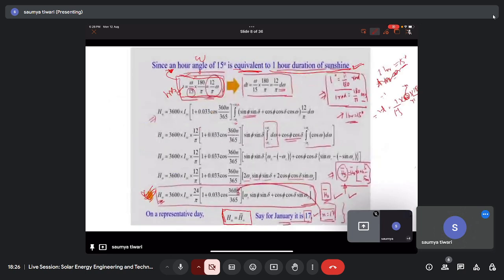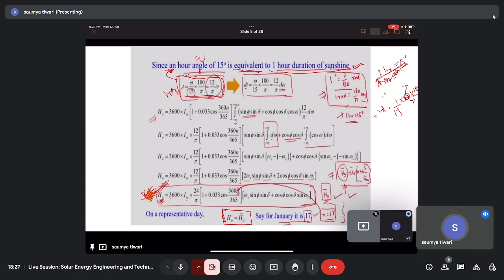Now, this dt, we know a relation: 1 hour is equivalent to 15 degrees of hour angle. From that, we get dt in terms of d omega. We solve this, and this is the final formula that we need to remember. H naught equals 3600 into solar constant into 24 by pi into 1 plus 0.033 cos of 360 n upon 365, into omega s sin phi sin delta plus cos phi cos delta sin omega s.